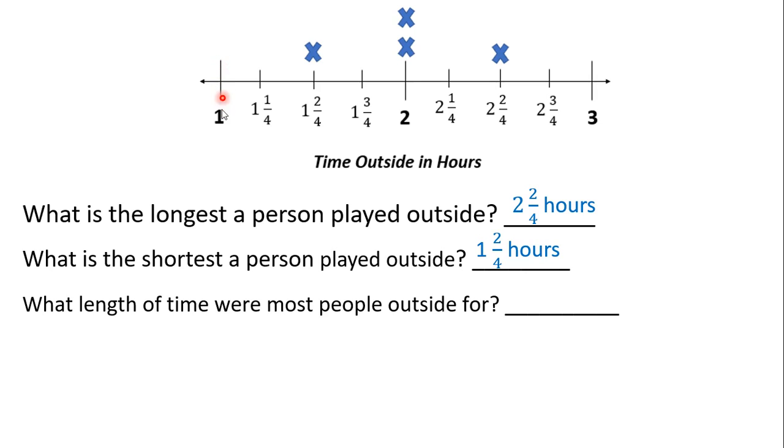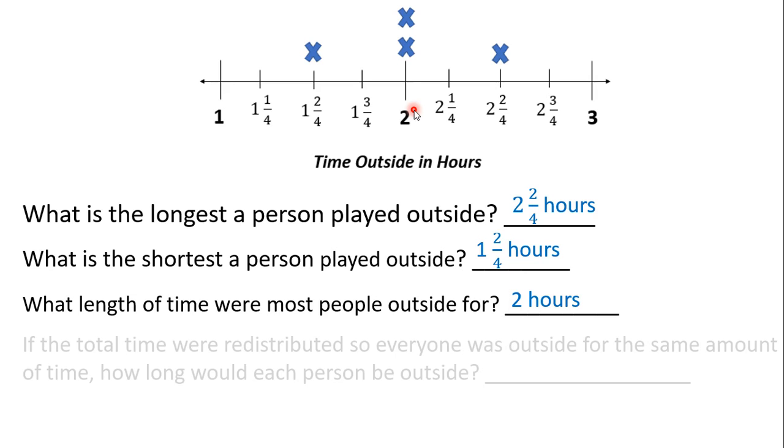So now we're going to look for a number that has the most x's above it, and that would be 2 hours, since there are two x's above 2, meaning people played outside for 2 hours. So the length of time that most people played outside for was 2 hours.